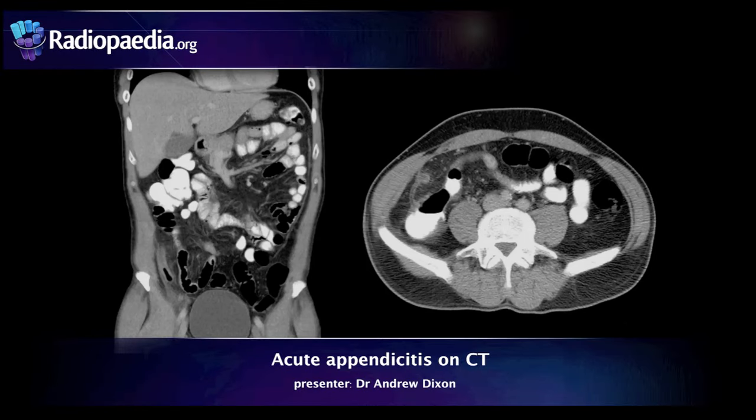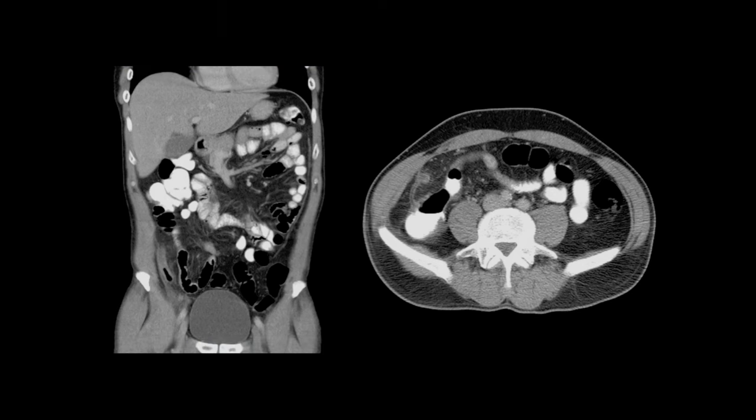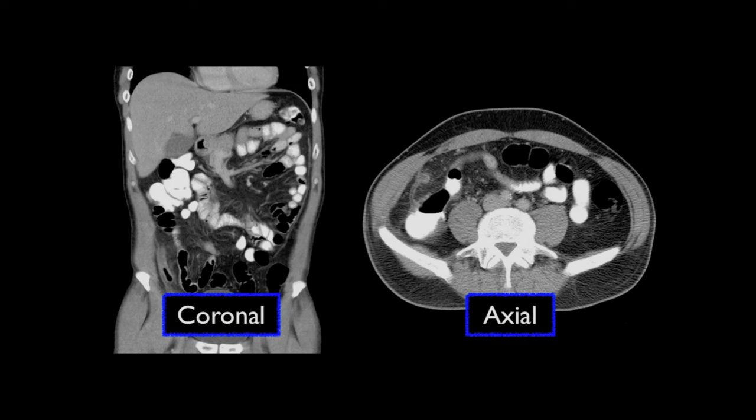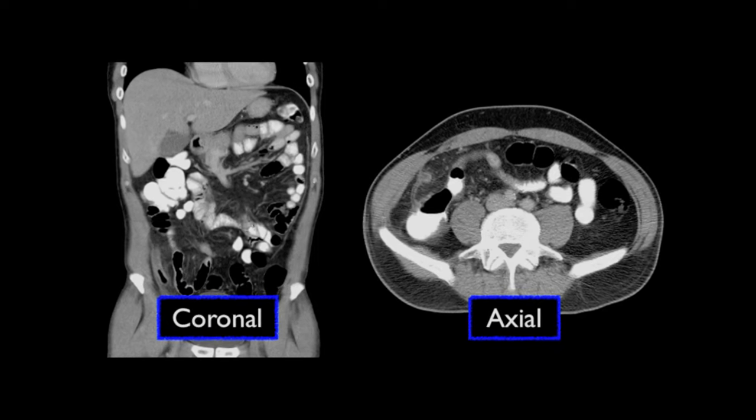Hi there, I'm Dr. Andrew Dixon from radiopaedia.org, and in this video we're going to look at some of the CT features of acute appendicitis. And we're going to do it by looking at axial and coronal images from a case of a 60-year-old male presenting with right-sided abdominal pain.